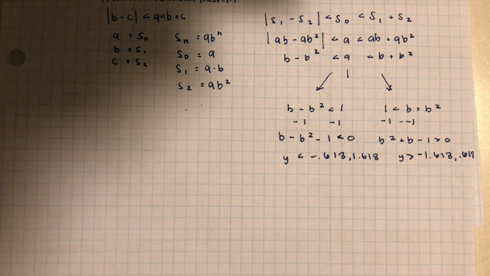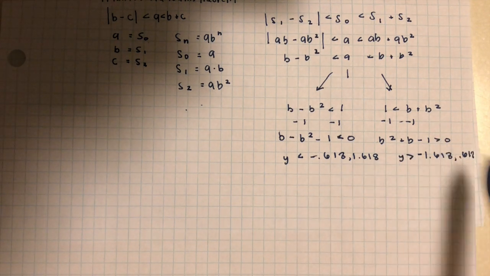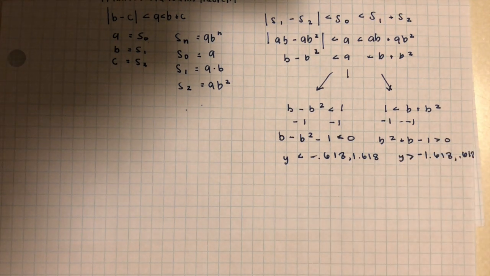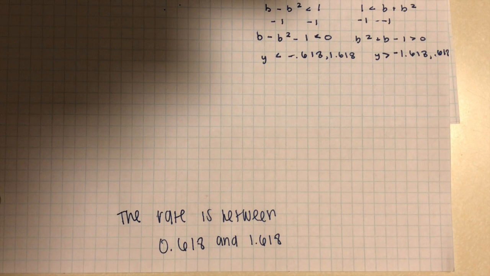And then using binomial and trinomial factors, you can find that b is less than these two values and b is greater than these two values, where you need to discard the negatives because side length cannot have negative values, and what you get is that the ratio is between 0.618 and 1.618, and that's the correct answer.